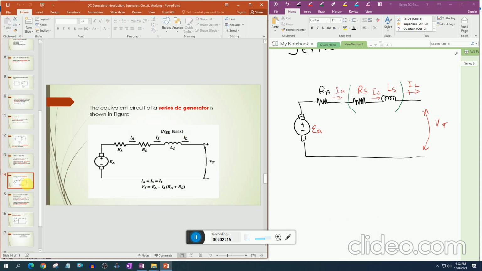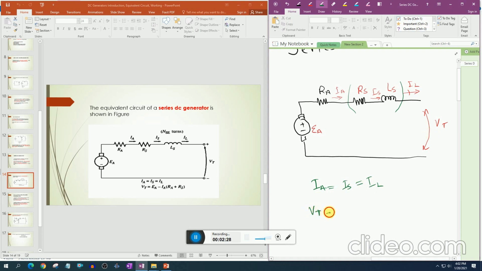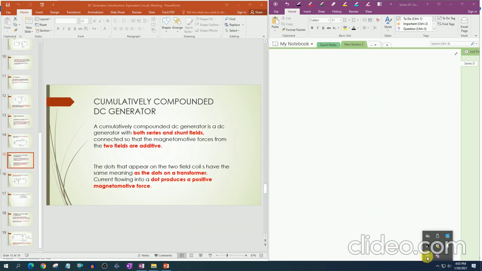And from the figure you can see that IA is equal to IS is equal to IL, and this V terminal is equal to EA minus IA RA minus IS RS. EA minus IA RA minus IA RS.